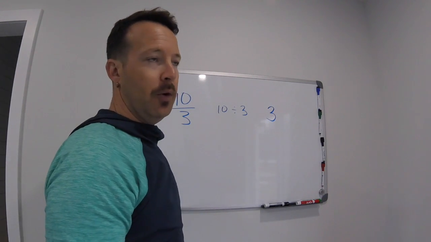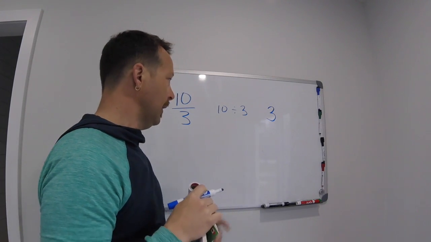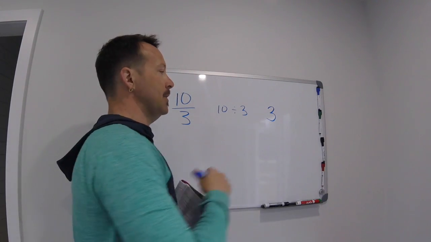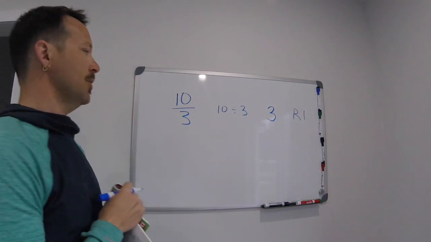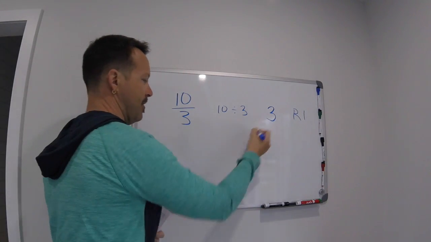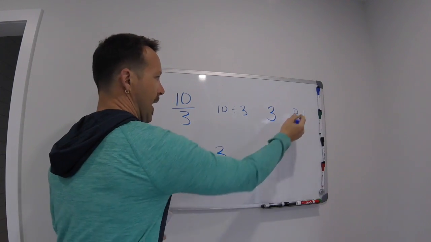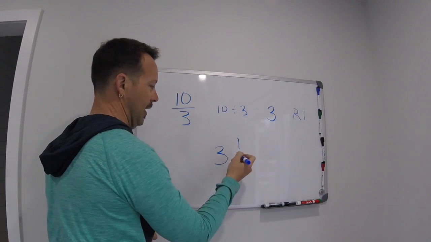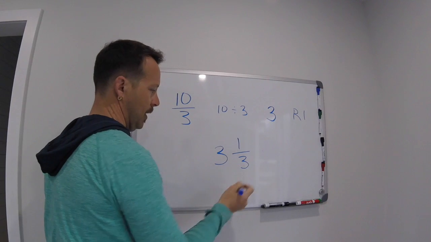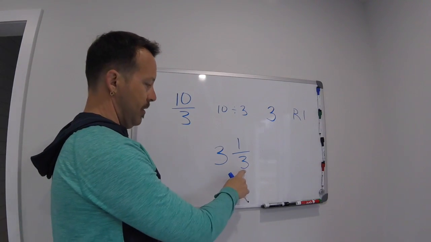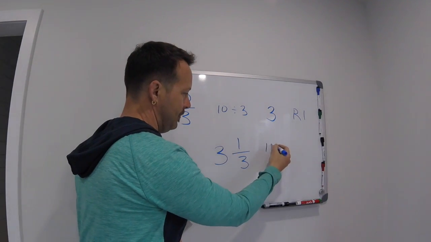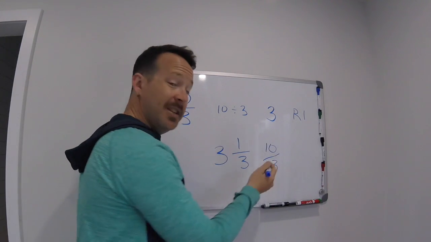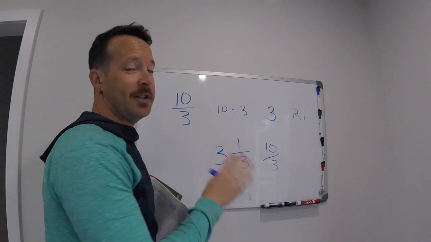How many are left over? Well, 3 times 3 is 9, plus 1 more would give us 10. So there's going to be 1 remainder. So in 10/3, we have 3 whole and 1/3 left over. And we'll check it. 3 times 3 is 9, plus 1 is 10. See how easy that is? It's a very simple way to check it.